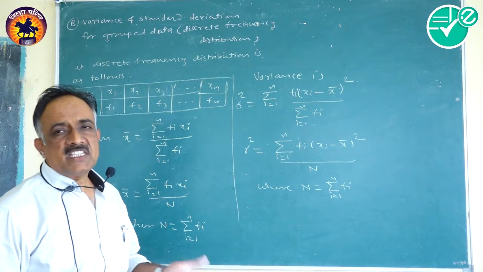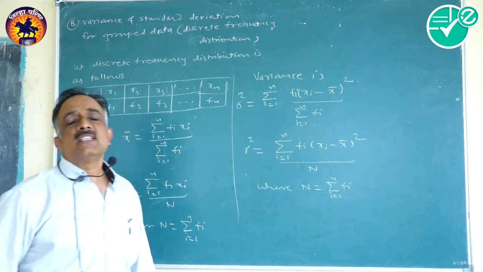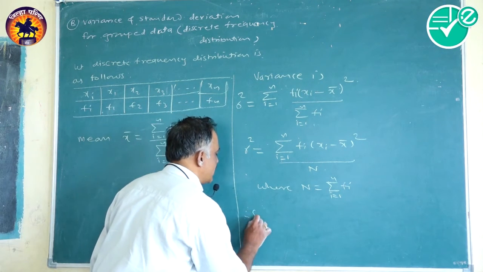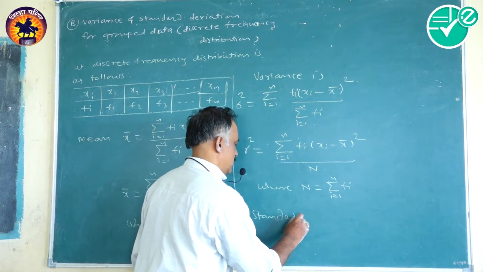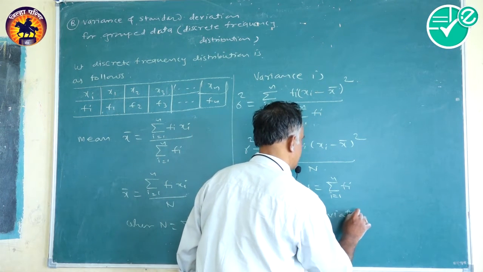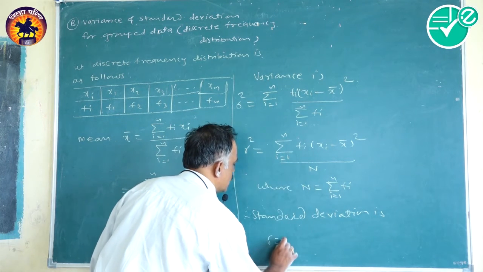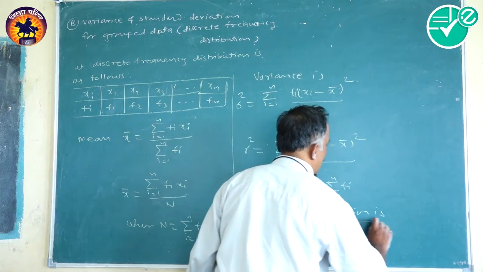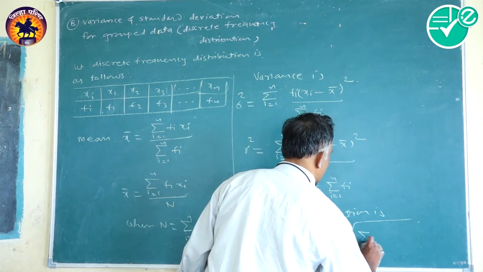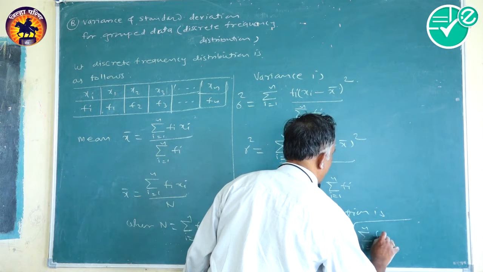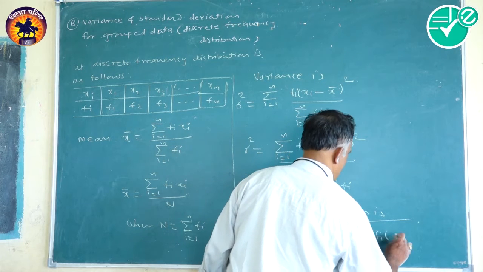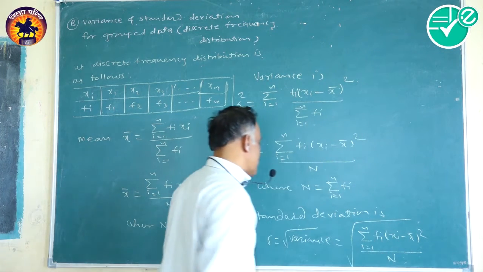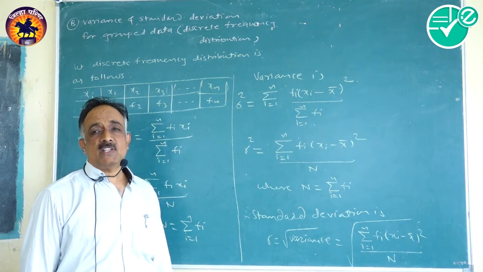After getting variance, it is easy to get the standard deviation, because you know that standard deviation is nothing but the positive square root of the variance. And therefore, standard deviation sigma is equal to the positive square root of variance, and therefore it is equal to square root of sigma i equals 1 to n of fi (xi minus x bar) whole square, and this whole thing divided by N. This will be the formula for standard deviation.